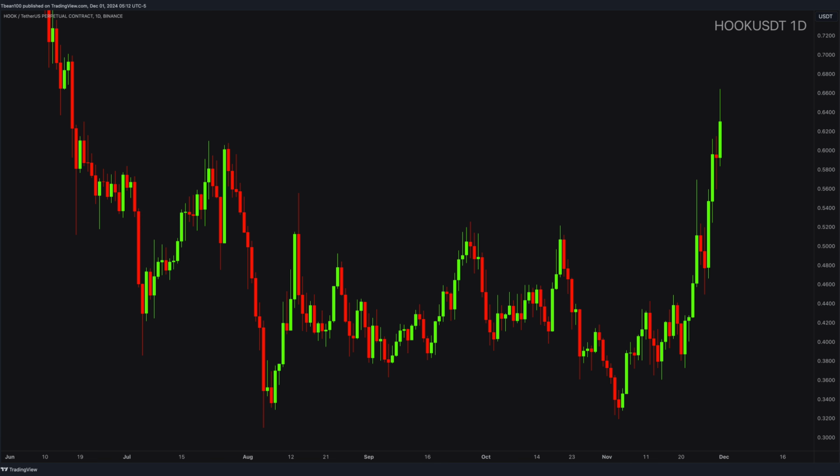When I was looking at the top gainers, I noticed the HOOK coin. It was not the number one top gainer, but it had a really interesting price action. If you're ready, let's observe the price action and talk more about this coin.